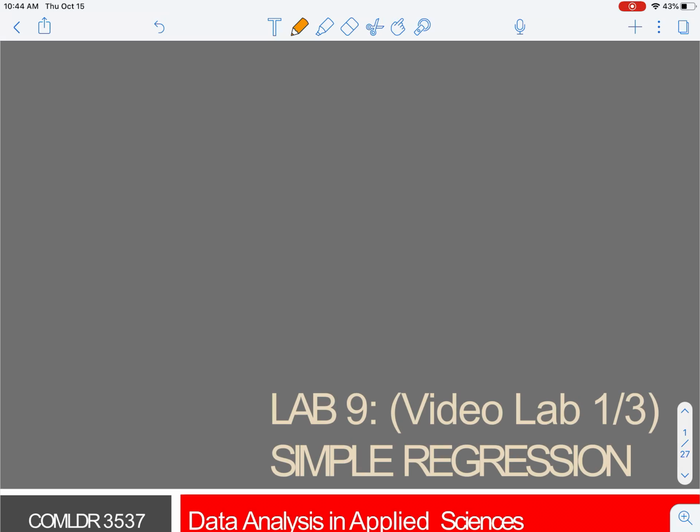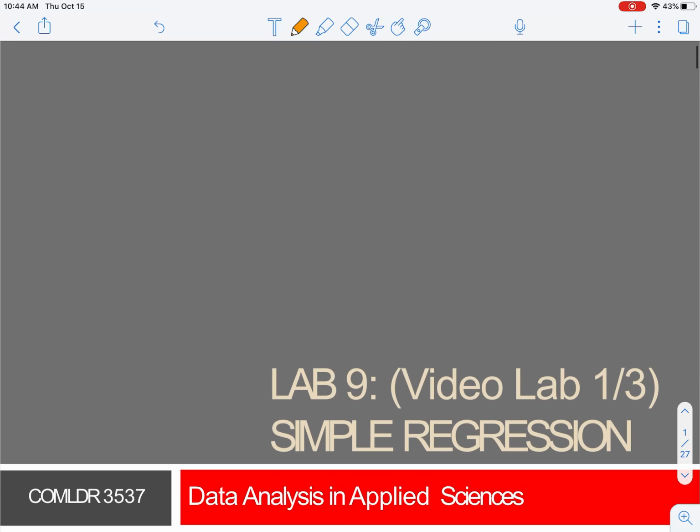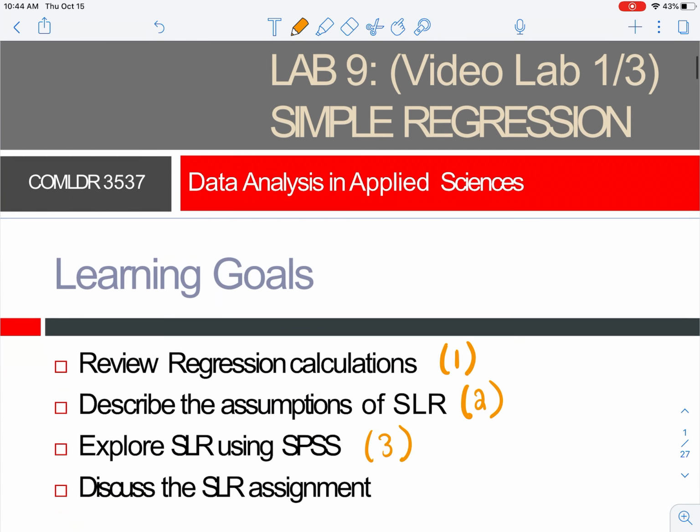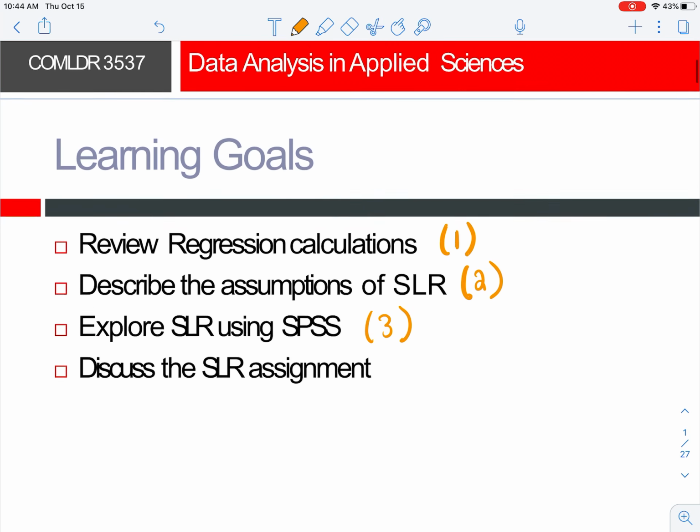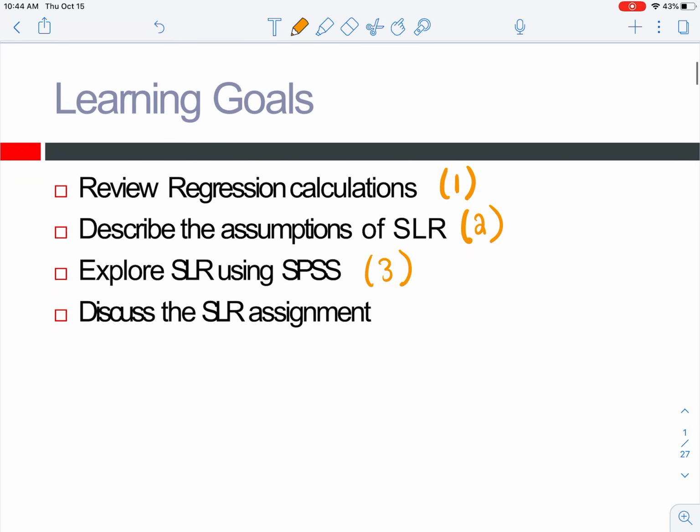So in this Lab 9 pre-lab video 1 of 3, simple linear regression, we are going to start out by reviewing regression calculation. So that is the content of this first video, video 1.